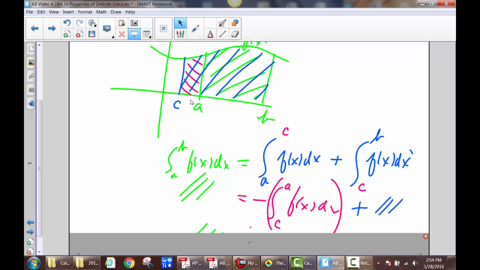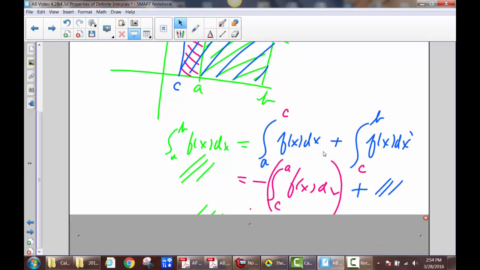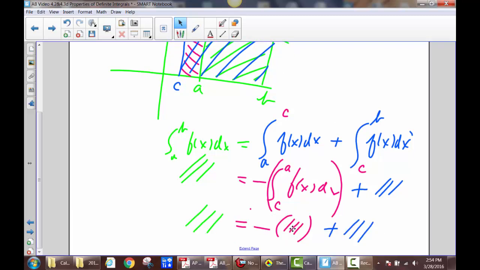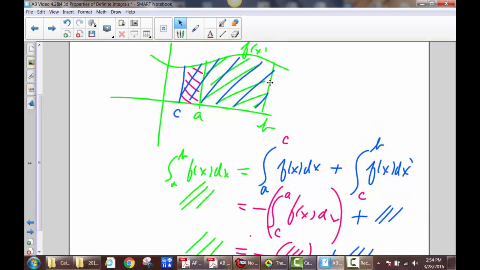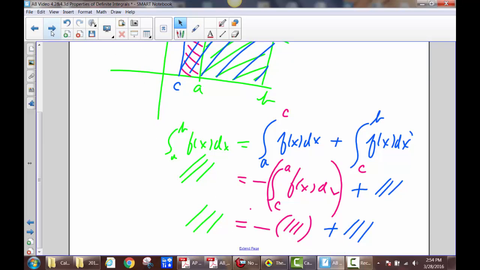And then the integral from C to B, which is from left to right, is this blue region. Well, sure enough, if I take negative the pink region plus the blue region, i.e. if I take the blue region and subtract the pink region, I will be left with the green region.